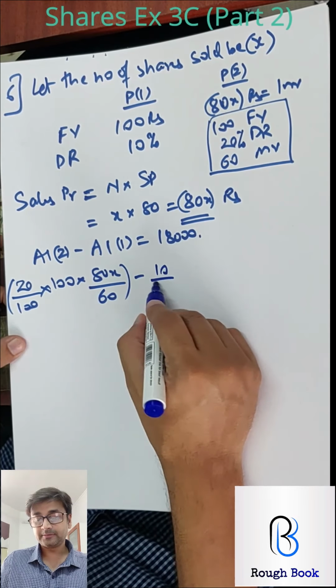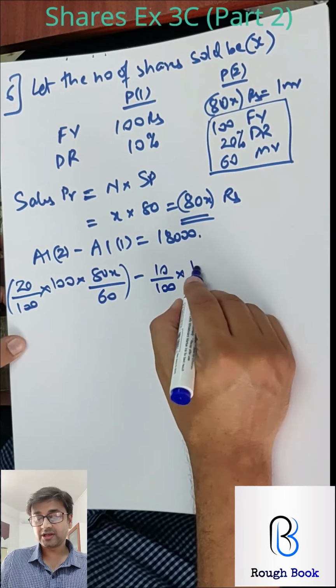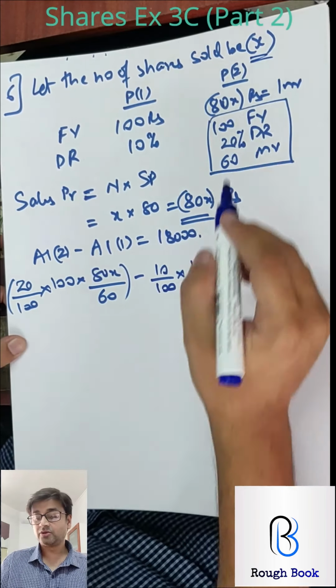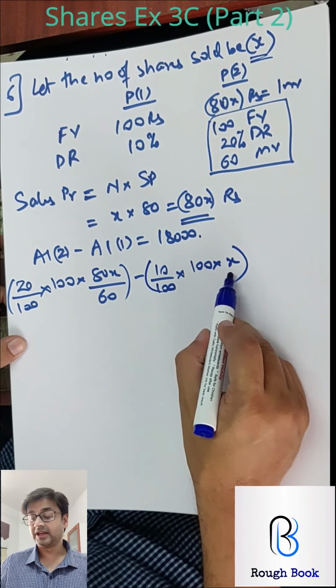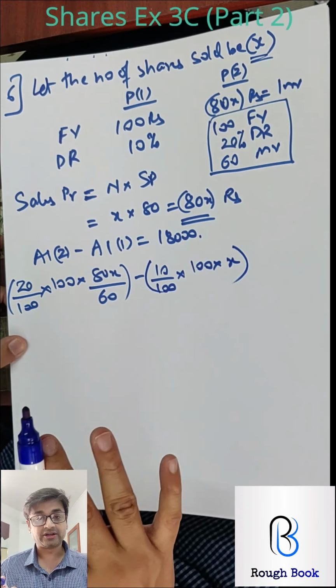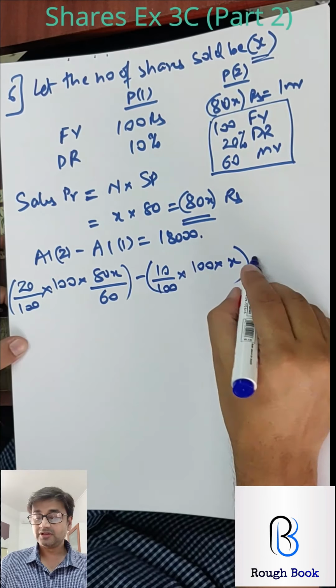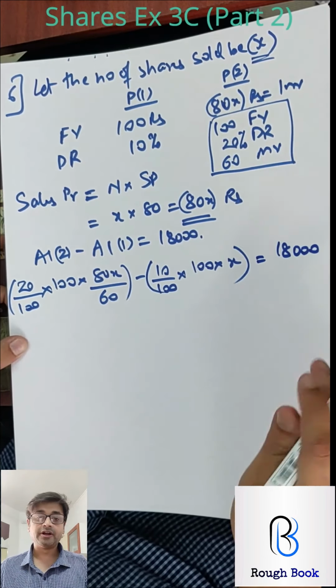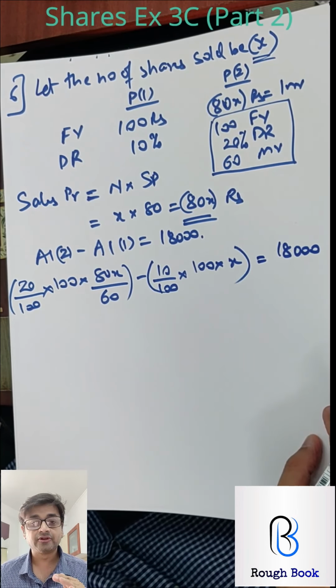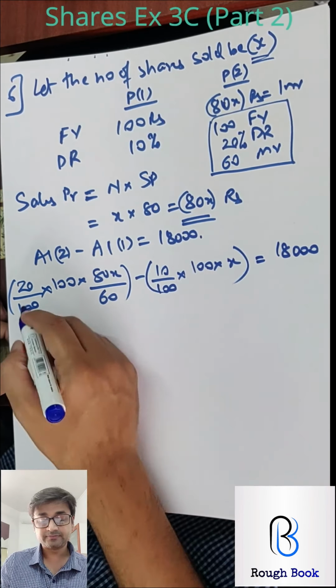So 10%, 100 rupees shares, and number of shares sold is X. So we are considering only X. We are not considering the entire lot he had. Only the number of shares that he has sold, and that is equal to 18,000. Come on, hit it now. This is going to be very simple for you now. Come on, try and get the answer.